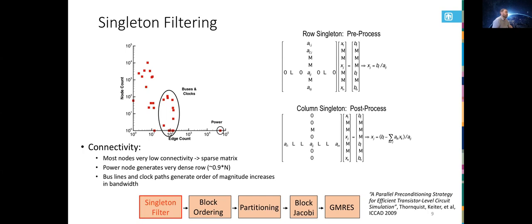Most of your circuit matrix is fairly sparse, but here and there you've got these very dense objects. So it behooves you to get rid of those if you can. And so that's what we do. We basically employ both a matrix pre-process and post-process, where we treat these like boundary conditions. We already know what the value of the power node is, so we don't have to solve for it. So we factor all of those out of the system before we even hand it over to the solver. So that's the first thing we do.